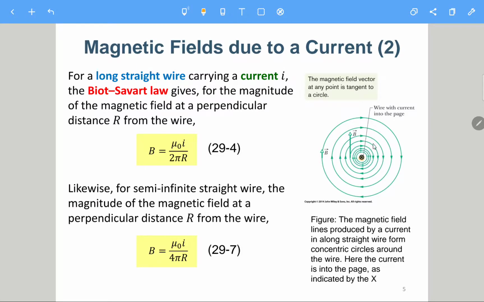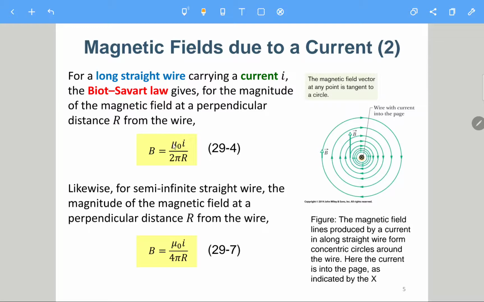It means that if we have a wire going in, for example here into the page, then the B field will look like this. The magnetic field lines are concentric circles, and as you can see, the inner part is more dense, which means that the magnetic field with a smaller r will be stronger. The magnetic field at the outer part will be weaker.